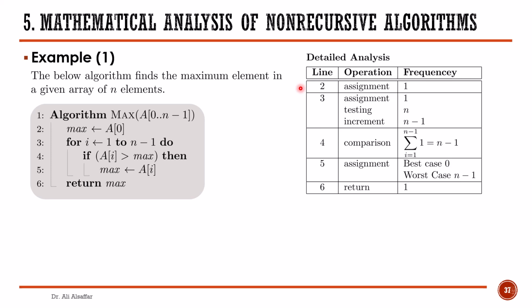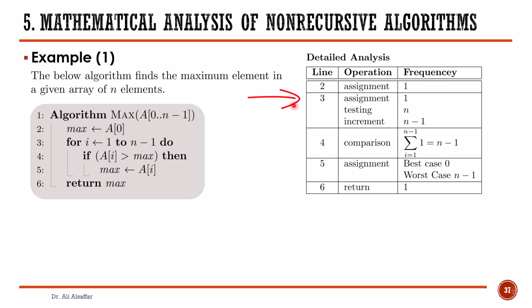Before we analyze the algorithm using the general framework plan, let's first do a detailed analysis. Although this step is not required, doing that will help us identify the basic operation easily. As shown in the table, there is a single assignment at line 2. Then at line 3, we have a for loop. Its initialization or assignment happens once.